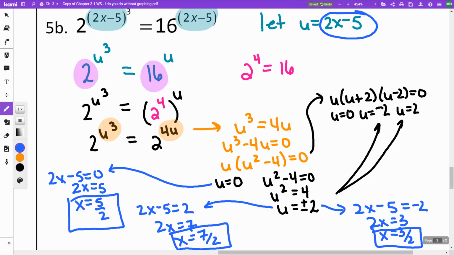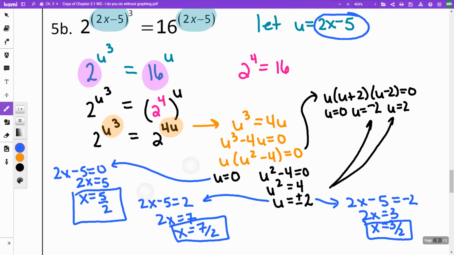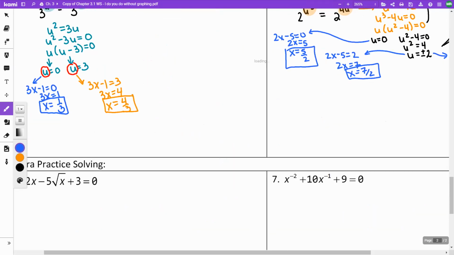Now, on the last questions, I did this with the class. So on the last one, we are going to be rewriting, just like we've been doing with most of these problems here.